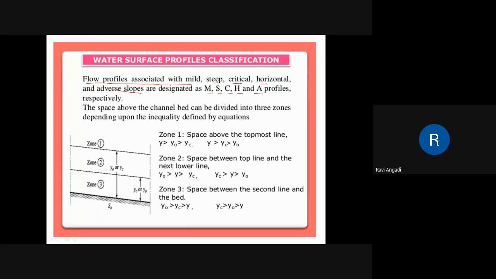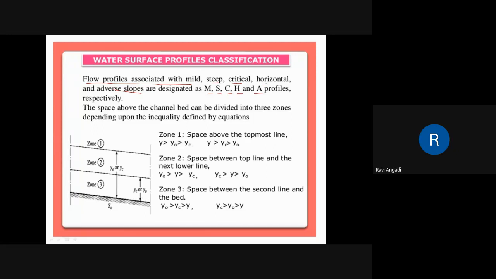Suppose if they mention M, what does it mean? Mild slope. If they mention S, what kind of slope is it? Steep. If they mention A? Adverse. If they mention C? Critical. H? Horizontal. You have to remember the symbols. M means mild, S means steep, C means critical, H means horizontal, and A means adverse respectively.